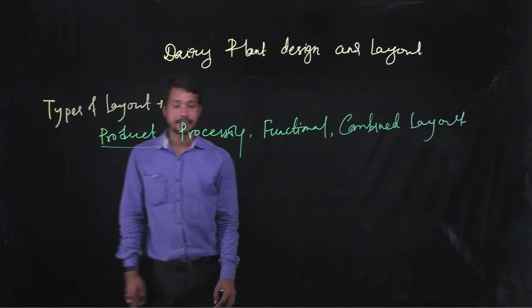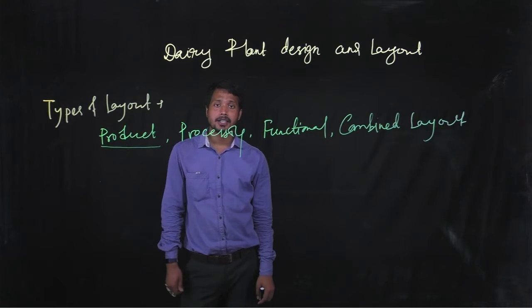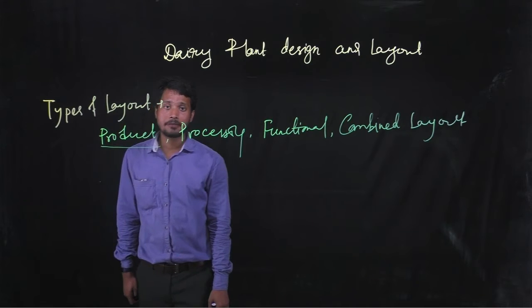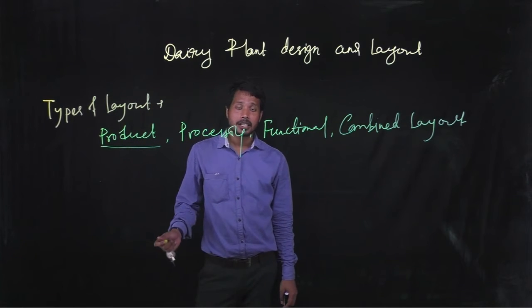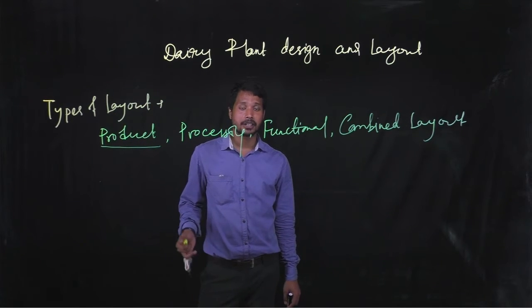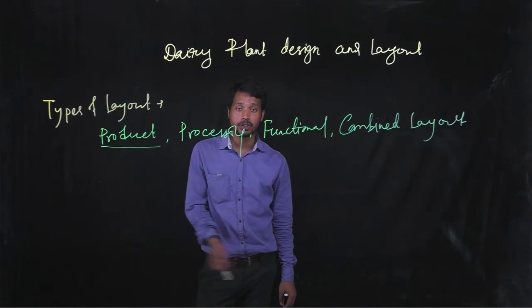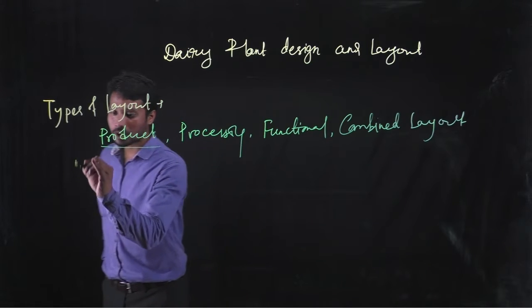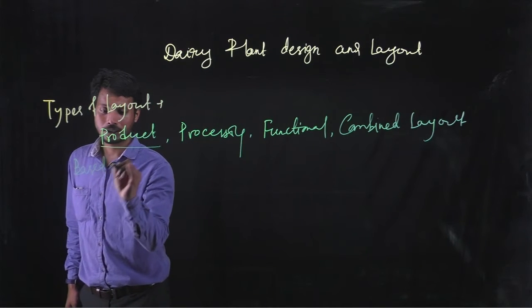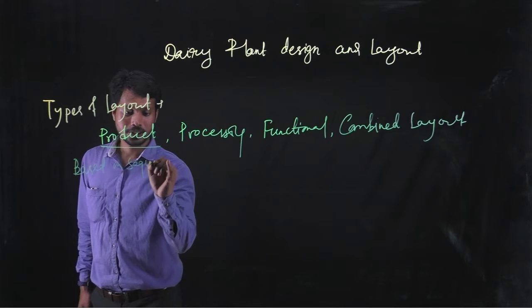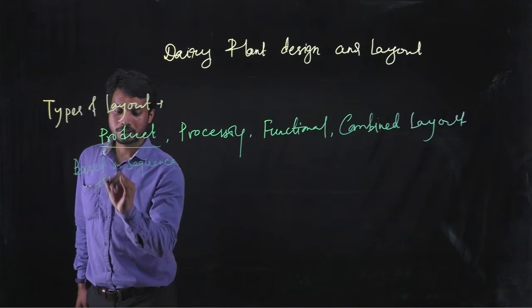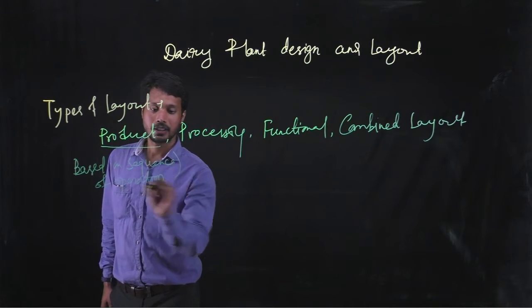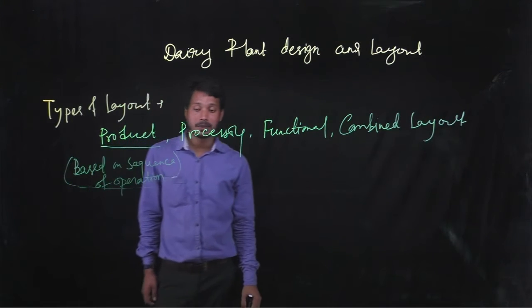So the first is product layout. Here I'll give you an example: you have seen the rice milling flowchart, right? So how do you have the flowchart of the rice milling? If you see the rice milling flowchart very carefully, you'll find that the flowchart is given based on the sequence of operation. Based on the sequence of operation, the layout of rice milling is given.